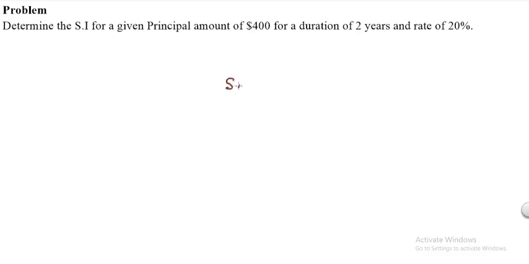So simple interest is equal to the principal, which is the money borrowed or deposited, times the rate, times the time, divided by 100. You can see simple interest given in this form, or you can see simple interest given as PRT.